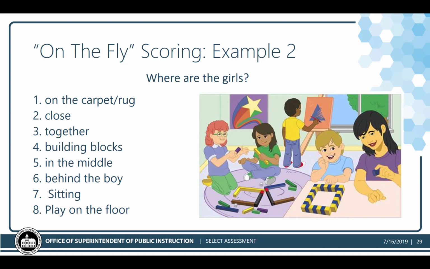Let's try another example. The prompt for this item is, where are the girls? Look at the 8 responses provided for this prompt and determine how many points you would score each response. Remember that we are trying to engage students in a speaking task. If they interpret the woman at the table as one of the girls, that is okay. The focus is on their speaking. Please pause the recording while you score these responses.